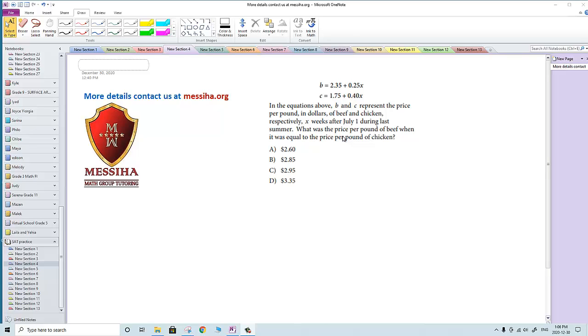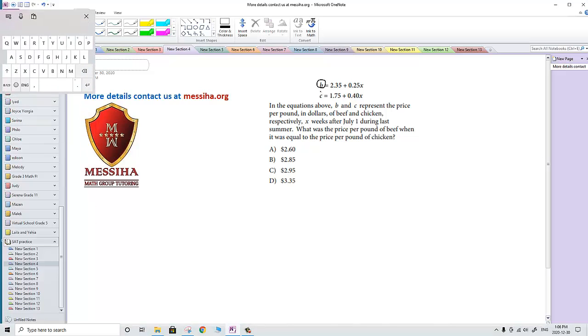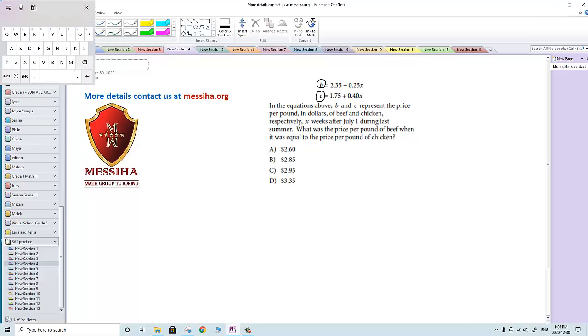Good morning, students. We have a question here saying B equals this algebraic expression and C equals this algebraic expression. In the equations above, B and C represent the price per pound in dollars of beef and chicken. So for sure, the B is for the beef and the C is for the chicken. And the X is the weeks after July 1st during last summer.